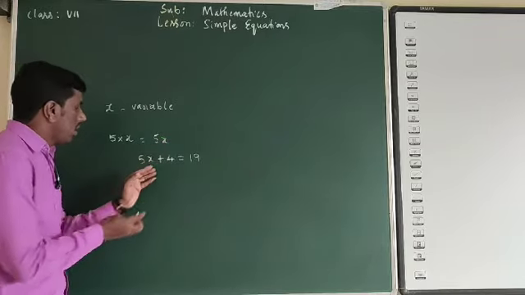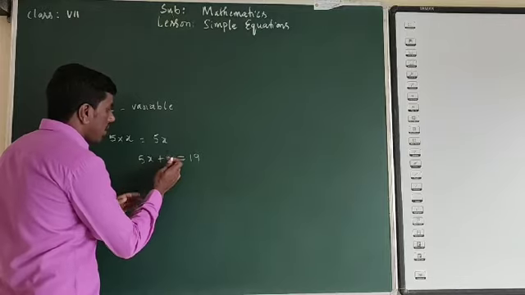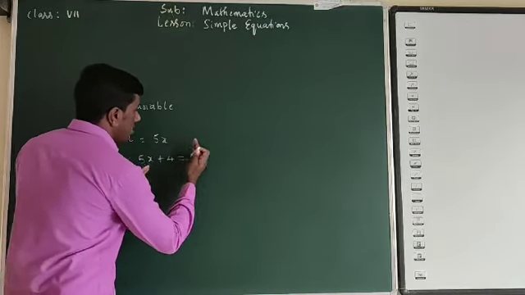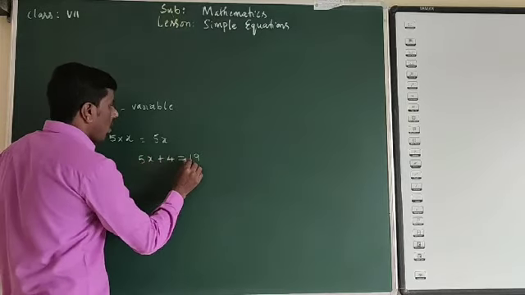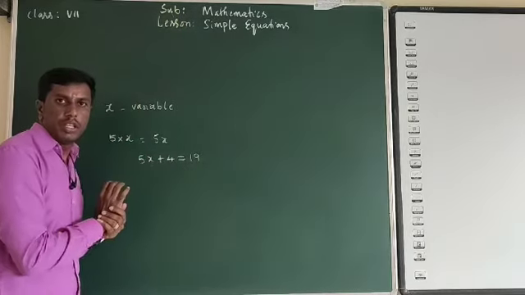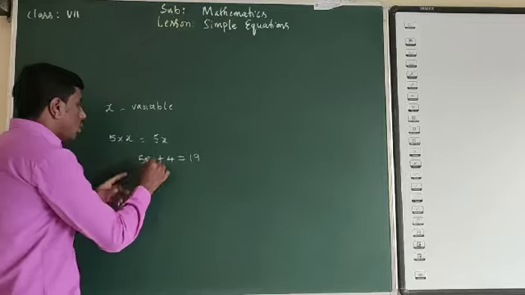Now observe that I am having an equal sign, so it is an equation. This is the LHS part and this is the RHS part, right? So LHS is 5x plus 4, RHS is 19. So how to solve this?